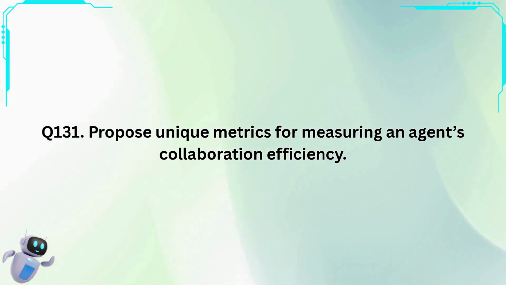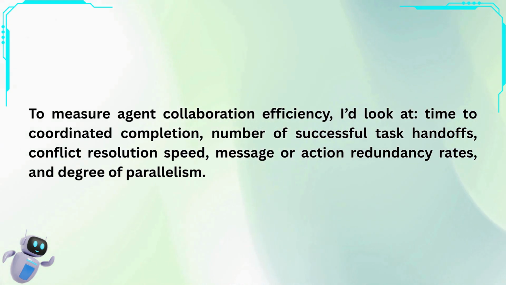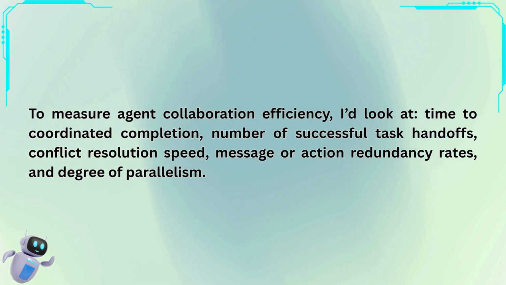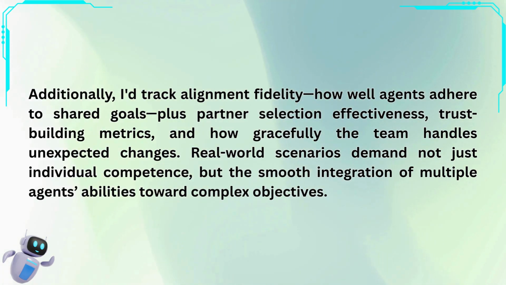Propose unique metrics for measuring an agent's collaboration efficiency. To measure agent collaboration efficiency, I'd look at time to coordinated completion, number of successful task handoffs, conflict resolution speed, message or action redundancy rates, and degree of parallelism. Additionally, I'd track alignment fidelity, how well agents adhere to shared goals, plus partner selection effectiveness, trust-building metrics, and how gracefully the team handles unexpected changes. Real-world scenarios demand not just individual competence, but the smooth integration of multiple agents' abilities toward complex objectives.